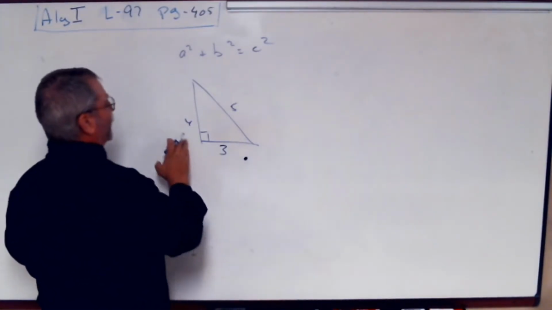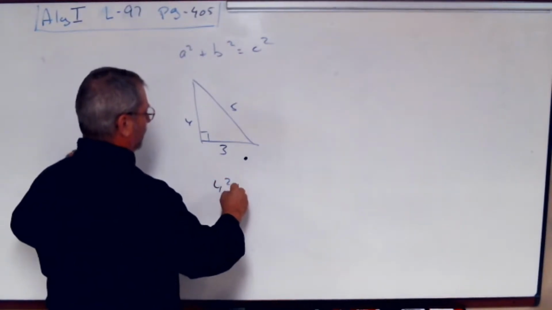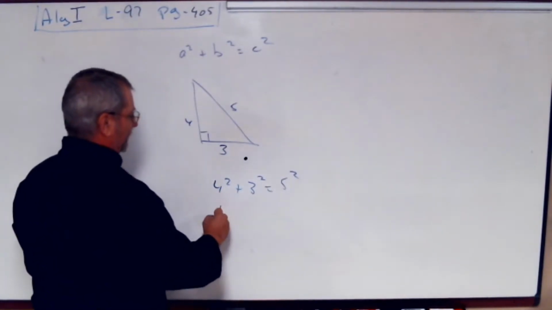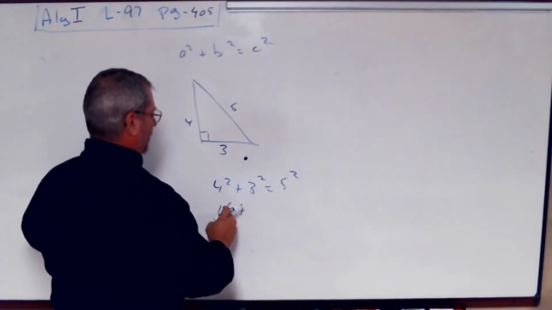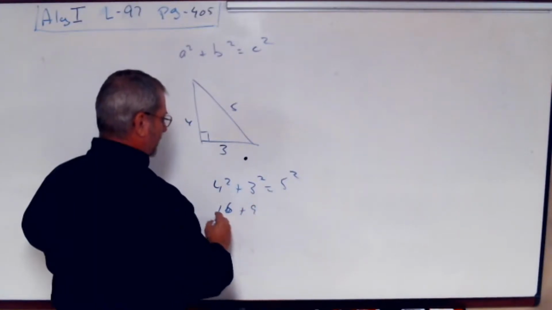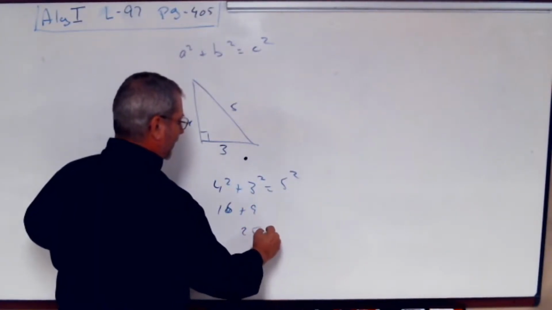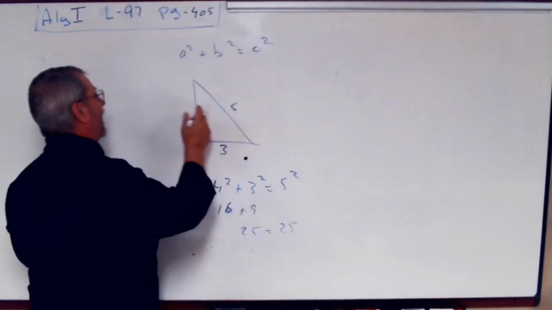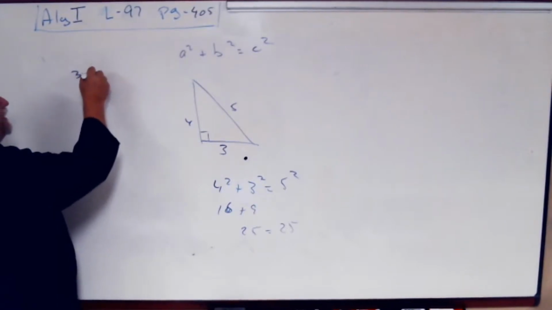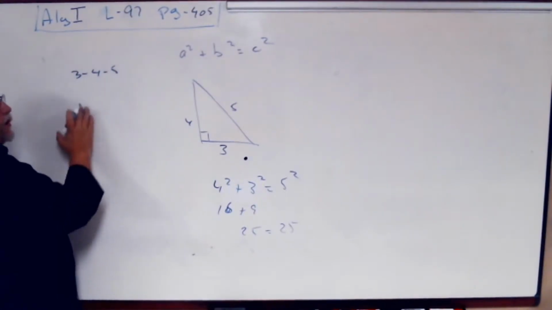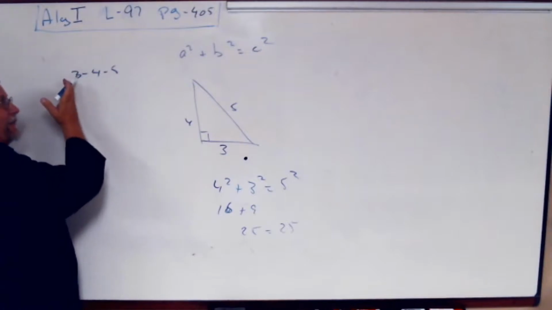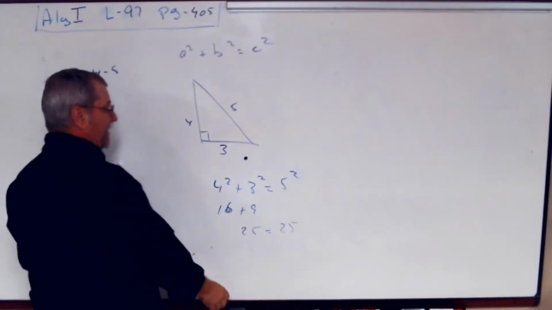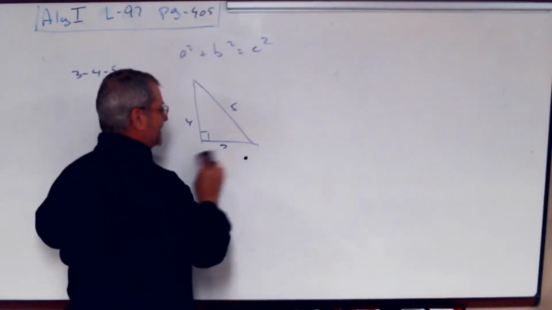Okay, so the way this would work would be 4 squared plus 3 squared equals 5 squared. 4 squared is 16, and 3 squared is 9. 16 plus 9 is 25. This is a right triangle. 3, 4, and 5. These three numbers are a Pythagorean triple. That means that if I put these three numbers on my triangle, it is a right triangle, and it will work. That's all a Pythagorean triple is.